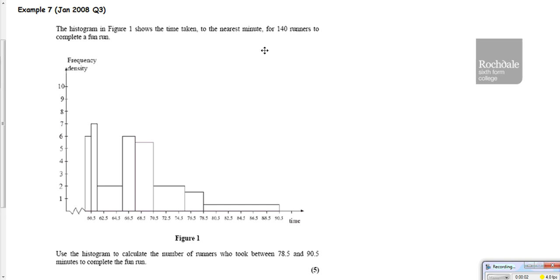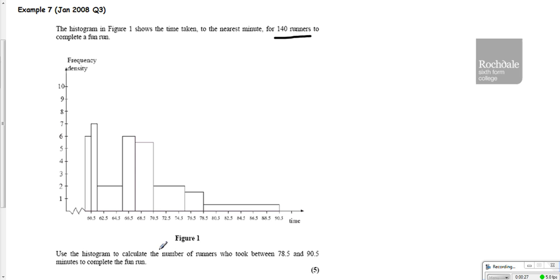Representing data, example 7. This is another example where the histogram has actually been provided for us and we're asked some questions about it. This was on an exam quite a few years ago and it tripped a few people up, so it's really important that we have a look at this one. These are times taken to do a fun run for 140 runners. The fact that it's 140 runners is really important and we'll come back to that.